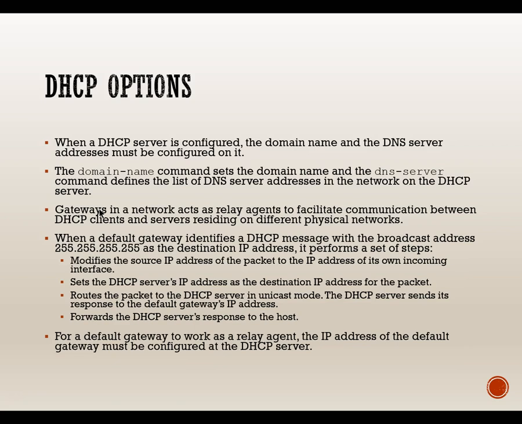For the default gateway to work as a relay agent, the IP address of the default gateway must be configured at the DHCP server, and we'll do that when I do the demos. I'll show you how to configure those.